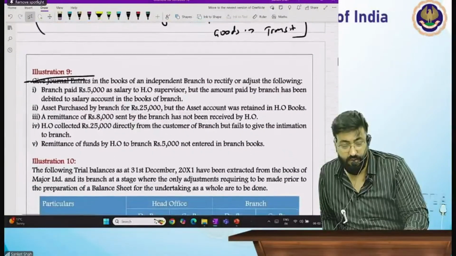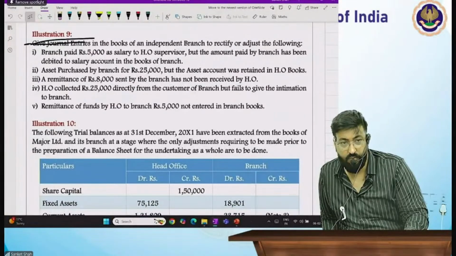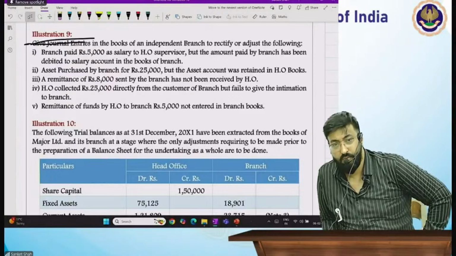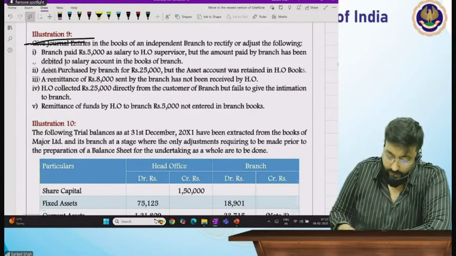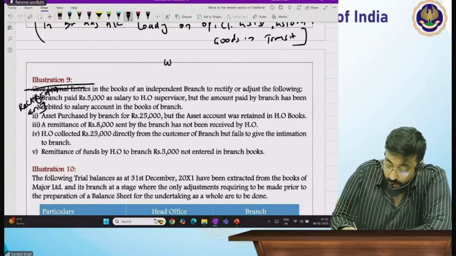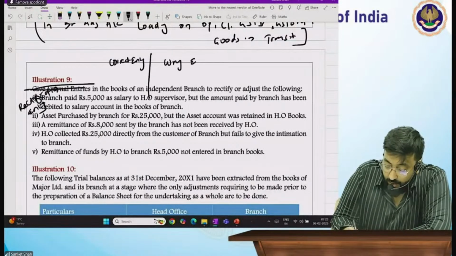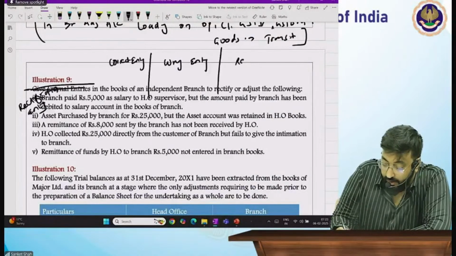Yes, Vaidehi, read this question. Branch paid rupees 5,000 as salary to head office supervisor, but the amount paid by branch has been debited to salary account in the books of branch. Okay, so now we need a rectification entry. Yes, sir. This is not the correct entry. So what is the correct entry? Salary has been debited, so we have to credit it now. No, I don't want the correct entry, I want the rectification entry.